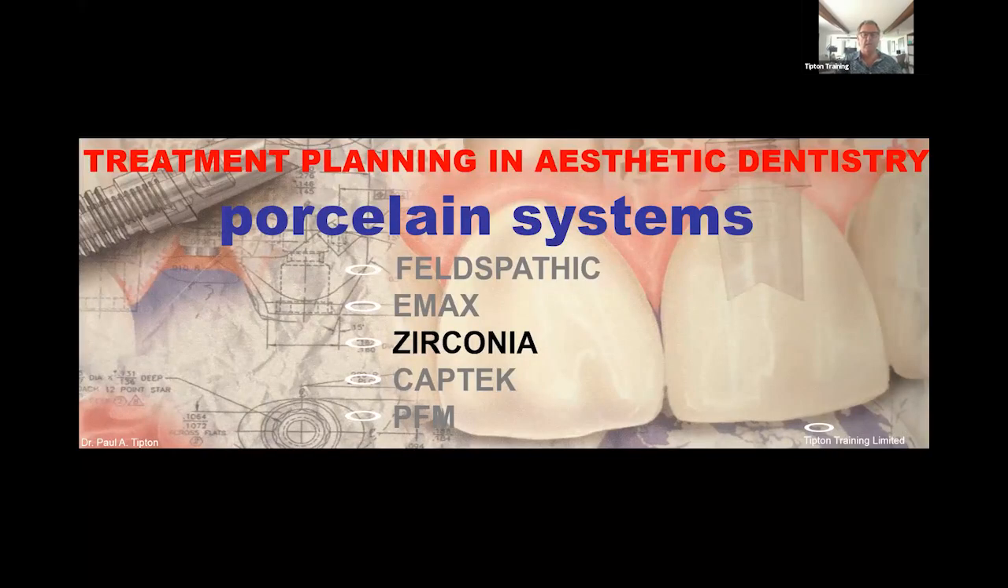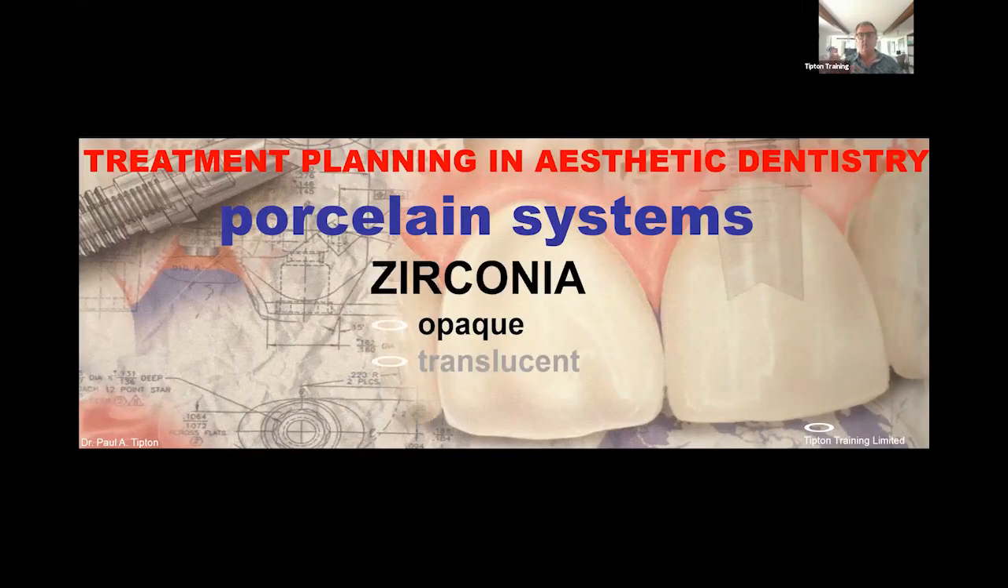Okay, let's look at zirconia. And zirconia, again, we've got two materials. We've got zirconia opaque and we've got translucent. When zirconia first came out, it was an opaque material. It was an opaque material for cemented. As the zirconia has developed, we've got now more translucent zirconias, which are getting to the stage where they're as aesthetic as Emax.